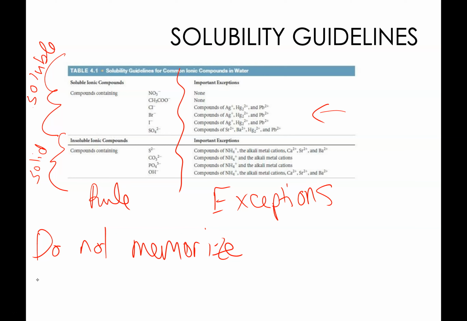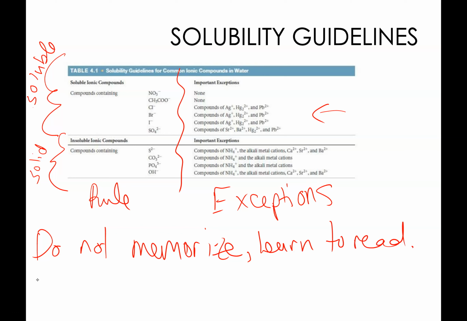Like for instance, you'll quickly realize that these two are very, very convenient to just know off the top of your head, aka that all nitrates are soluble, there are no exceptions, and all acetates are soluble, no exceptions. So there are some that you will pick up naturally, but for now, we want to make sure we know how to read this table, because I would always give you this.